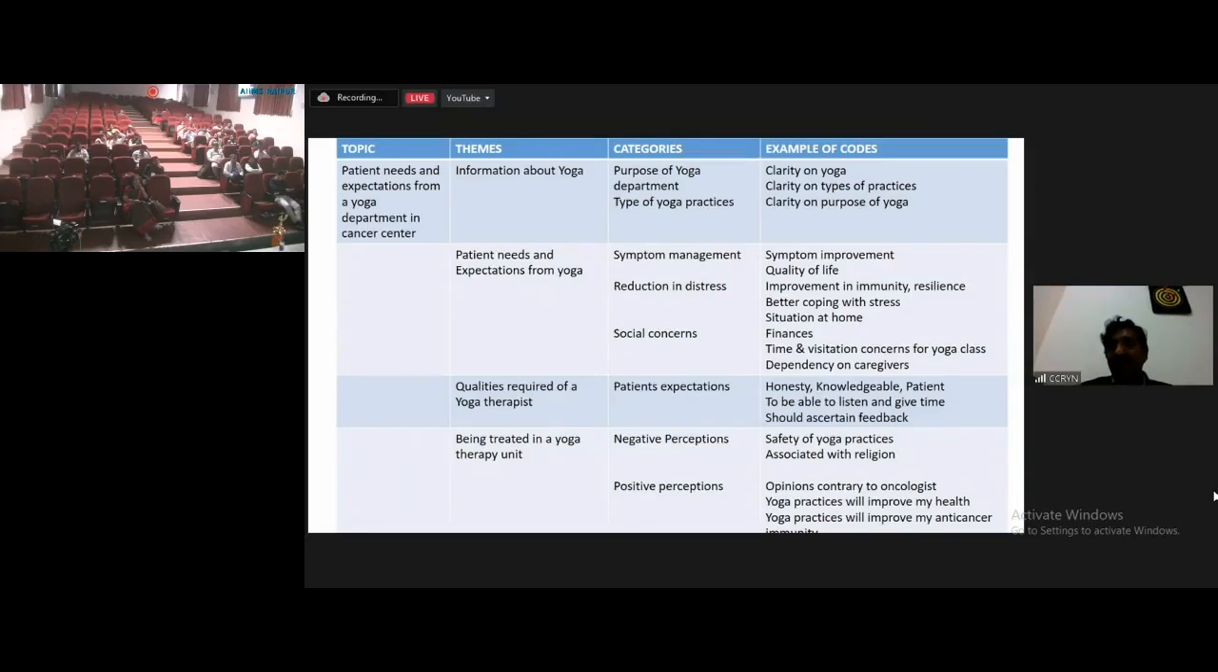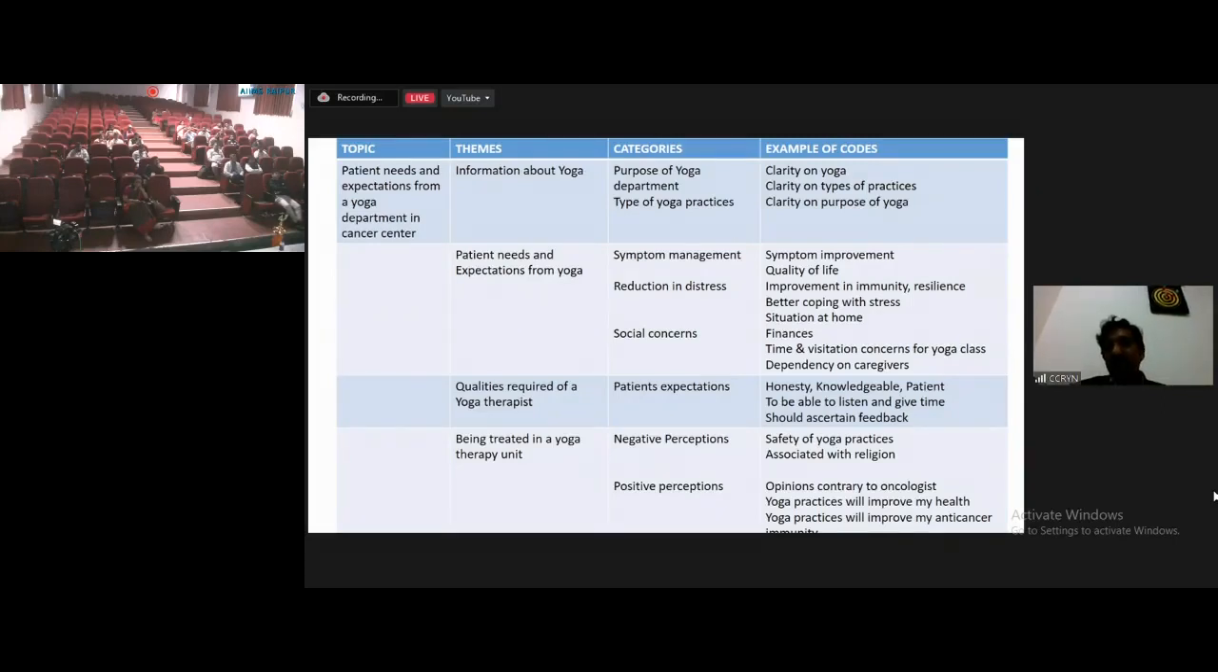Like if I ask the patient to come three times a day for a week, at the hospital, he is dependent on her caregiver to bring her to the hospital and take her back. The patient is sick. There is a time constraint, there is a financial constraint, there is dependency on somebody else. So these are some of the concerns which come out with the interviewees.